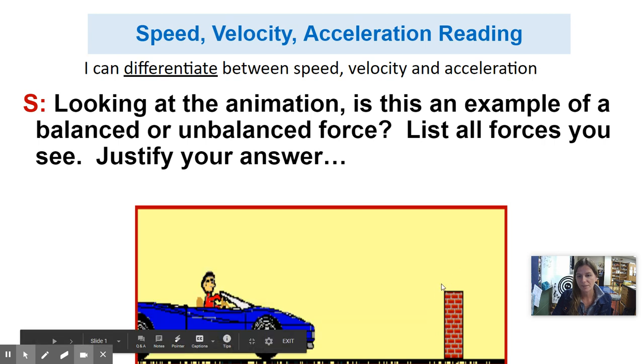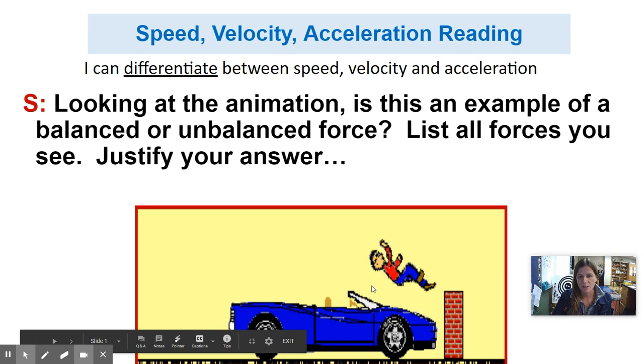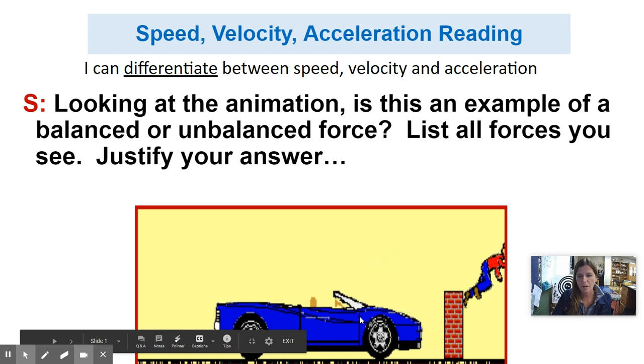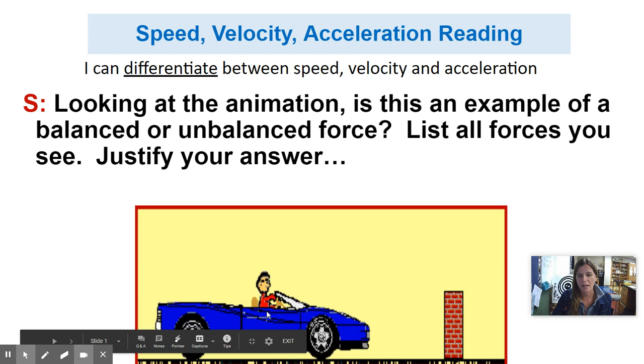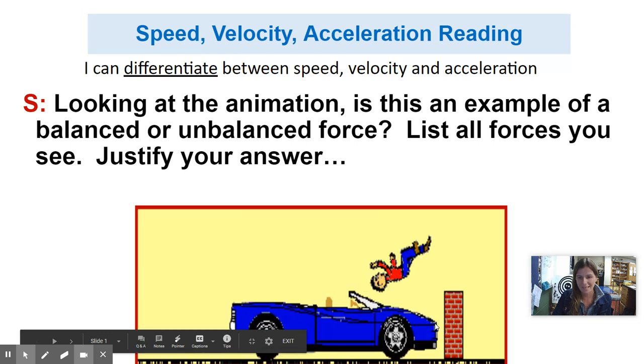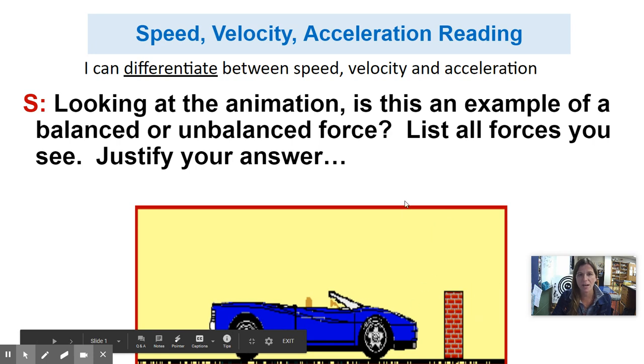friction, gravity, and you could also even talk about the car experience. Perhaps it's traveling at a constant speed, then when it hits the brick wall, it changes its speed. It also changes its direction.